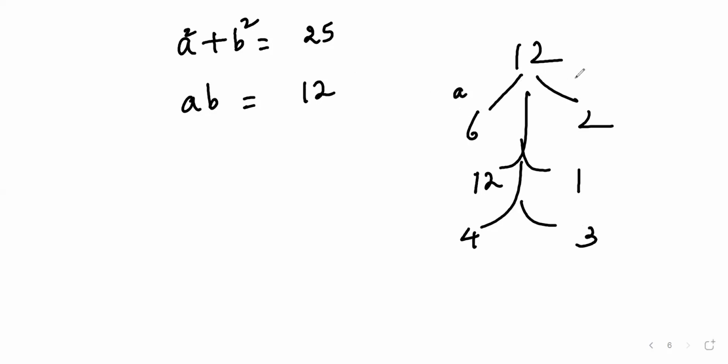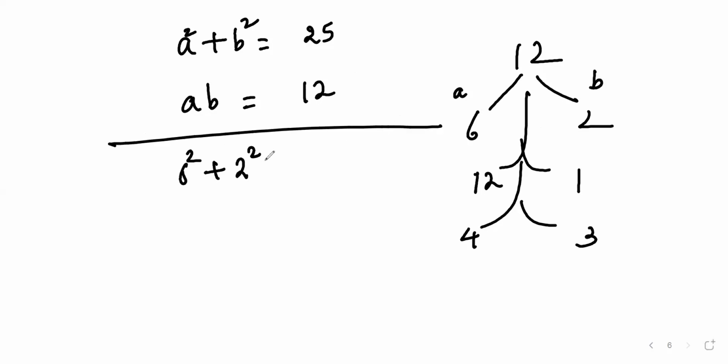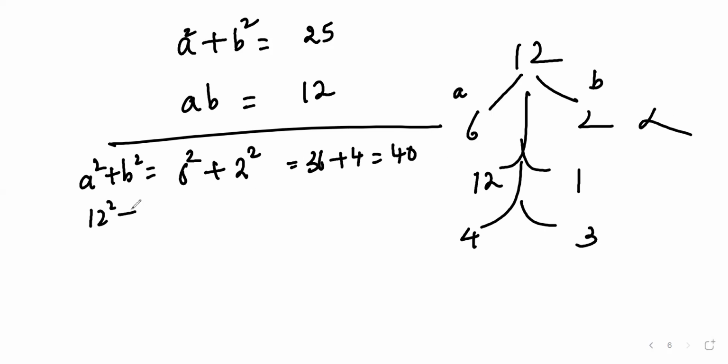Suppose I call this A and this B. What is 6 square plus 2 square? That is A square plus B square. 36 plus 4, which is 40. It is not 25, right? This is just for you to go a step ahead and see if you can break it up. Not really required from the UT point of view. So we cannot go with this. Next, 12 square plus 1 square: 12 square is 144, plus 1 is 145. We want 25, so we can't go with it.